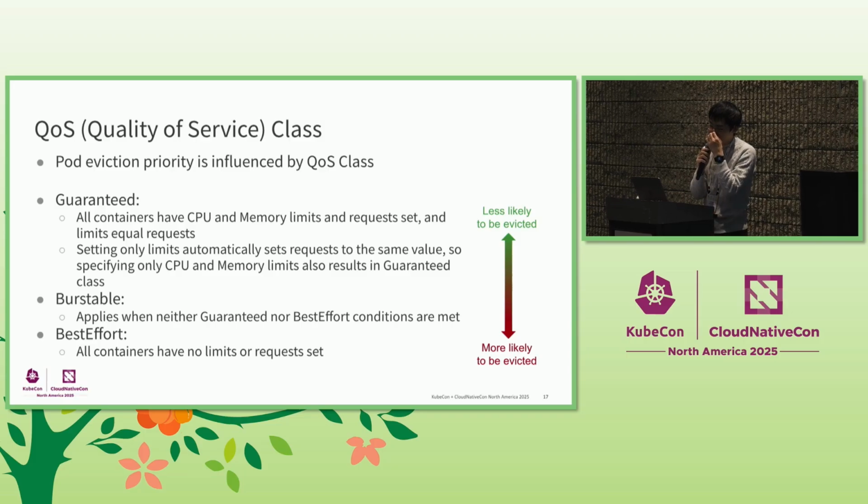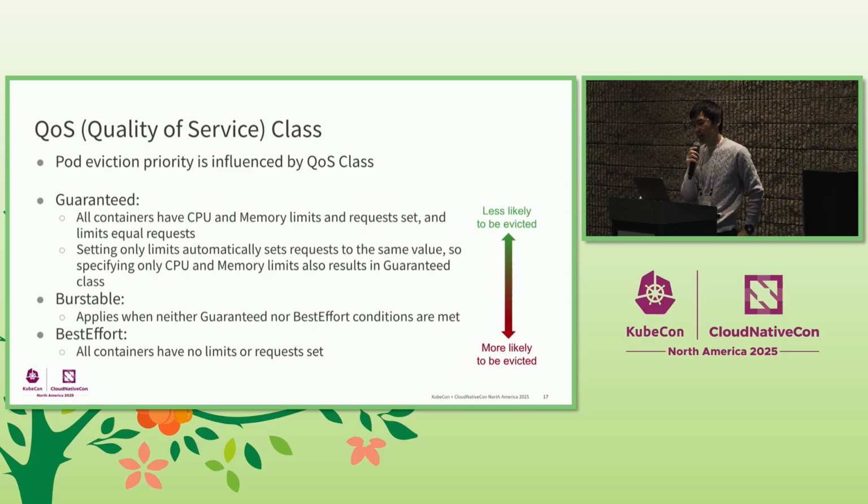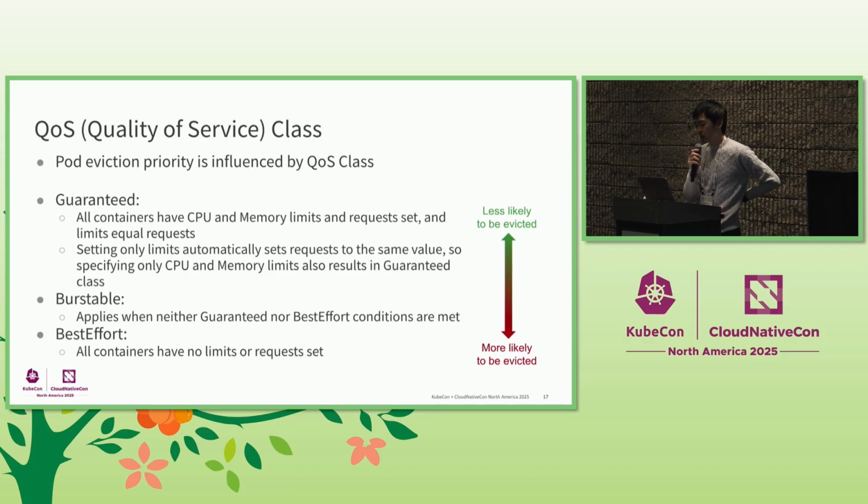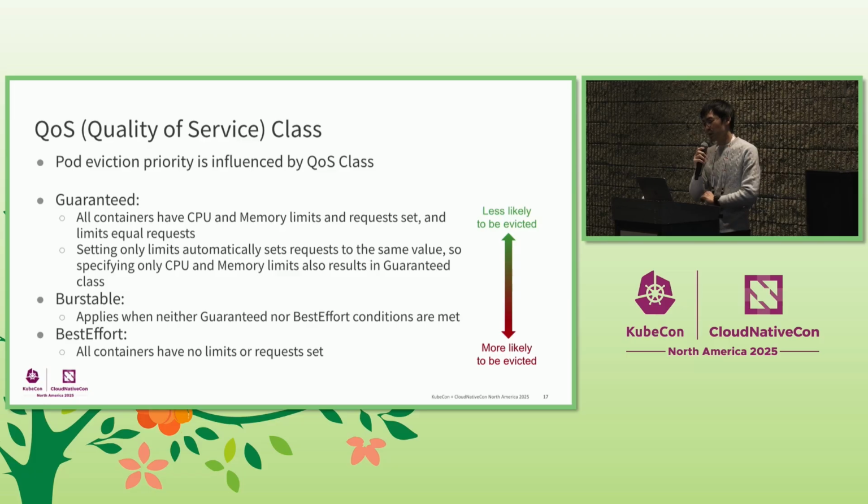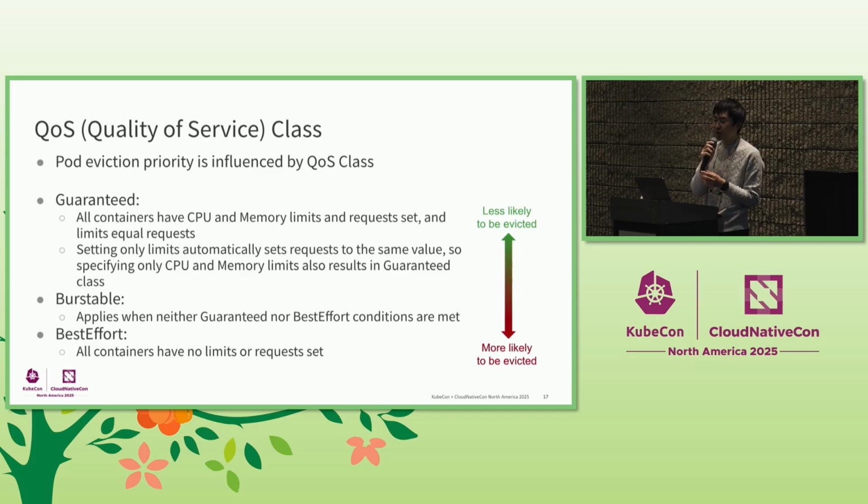And another trade-off to consider is quality of service, where Kubernetes assigns a rank to each pod based on its request and limit settings, which in turn determines the pod's eviction priority. Setting different values for requests and limits results in the burstable rank, making the pod more likely to be evicted compared to pods with guaranteed rank.